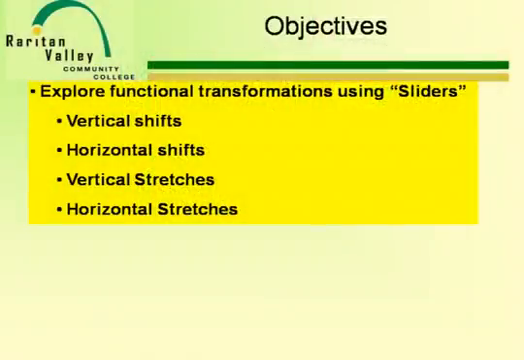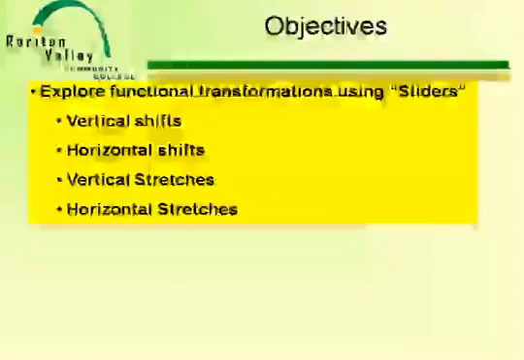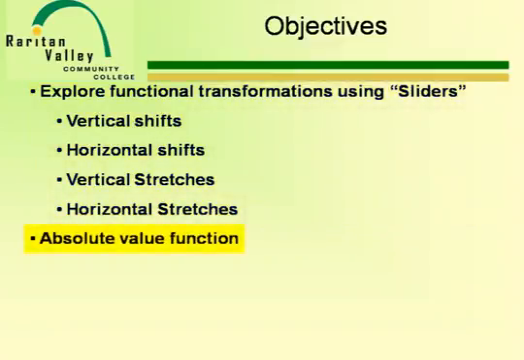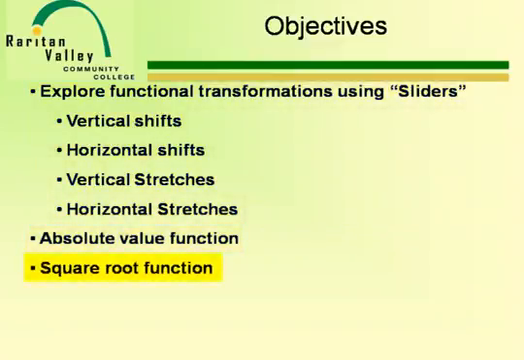This is session 4 on GeoGebra and this is module 7 on functional transformations. In this module we're going to explore functional transformations using sliders. We're going to look at vertical shifts, horizontal shifts, vertical stretches, and horizontal stretches. And we'll do that looking at two different functions. First we'll start with the absolute value function and then we'll look at the square root function.